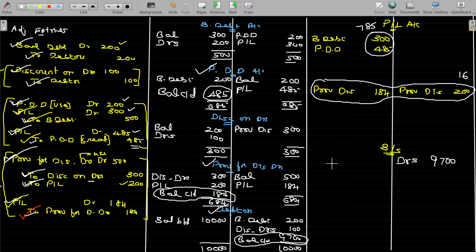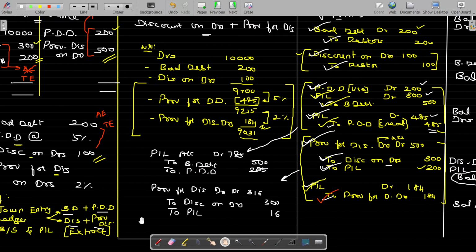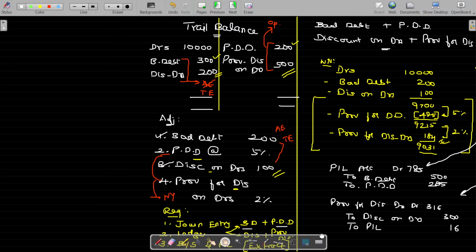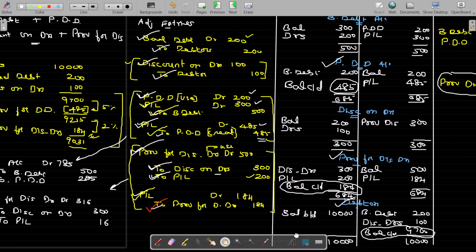Either it may be posted in the liability side, or it can be subtracted from the debtors, putting that in the inner column. 485. So 9,215 minus provision for discount 184. Then what is the ultimate value? 9,031. Is that okay? The behind the scene is this one. Don't study all the things blindly. Anyway, let me explain here. Hope you may be clear with this.